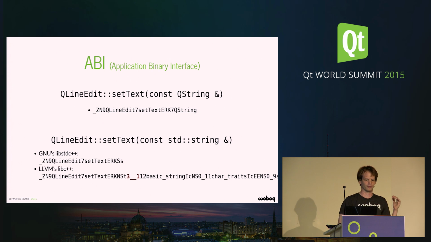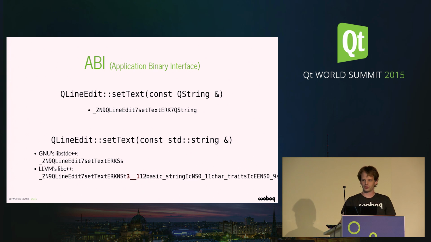GNU libstdc++ and libc++ are two implementations of the STL. Basically, every compiler comes with an implementation of the STL. The thing is that the compilers are compatible with each other, so you can run Clang with the libstdc++ from GNU. That is not a problem.